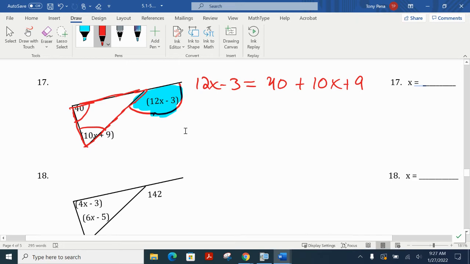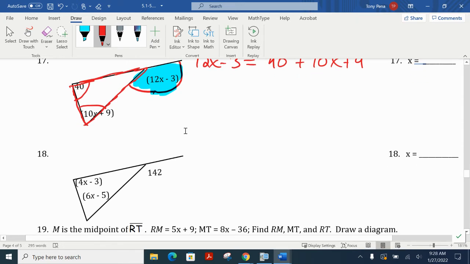All right. So in 18, if I had you set that one up, this is saying that this angle here, this is our exterior angle, the 142 degree angle.